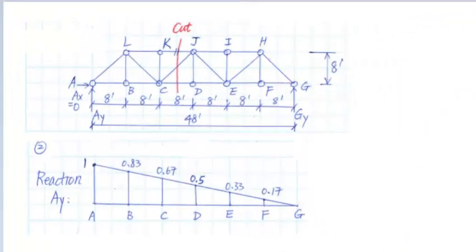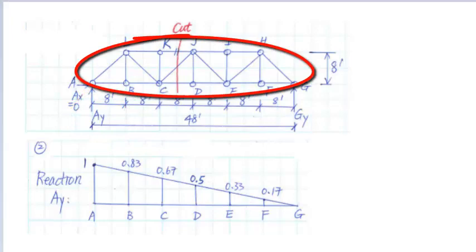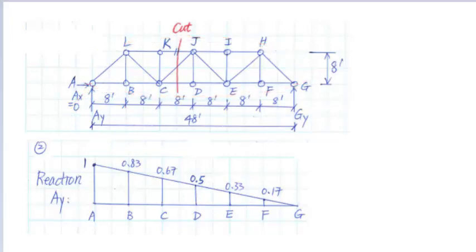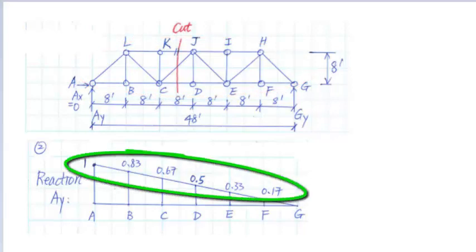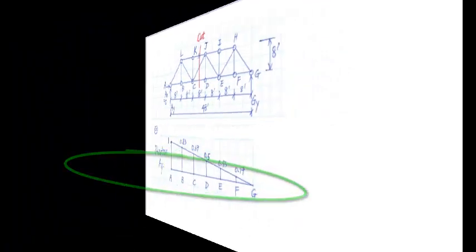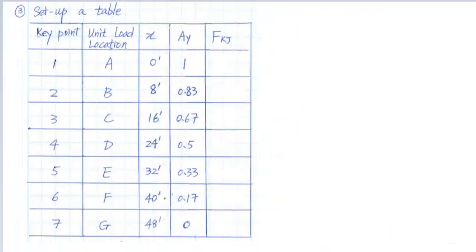Next, we will draw the influence line of the reaction force Ay at the support A. We treat the whole truss as one beam member and draw the reaction influence line. On the influence line, we need to mark the values at each joint from A through G according to the similar triangles. Then, we will set up a table with the unit load location, x-coordinate, support reaction Ay, and the member force in Kj.